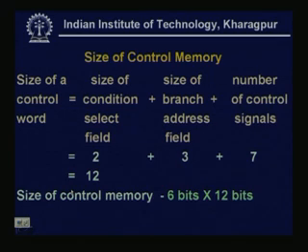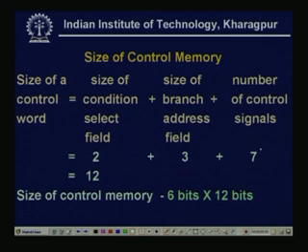So, we see what will be the size of control memory. See, the size of a control word should be the size of the condition select field, the size of the branch address field and the number of control signals. So, just now we have seen the number of control signals is 7 and the size of the condition select field is 2.